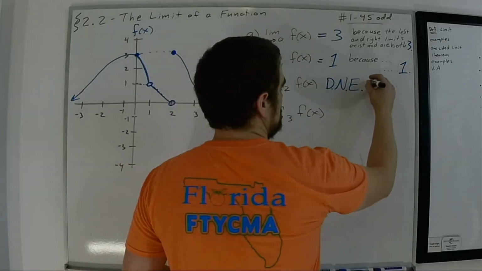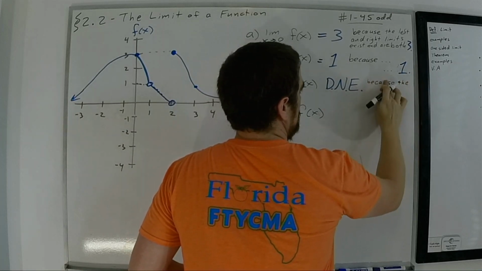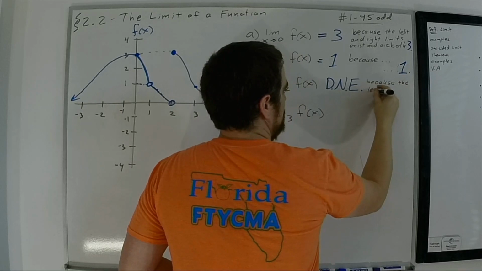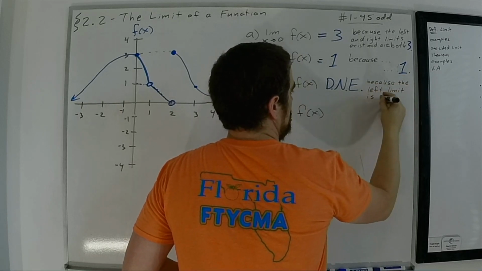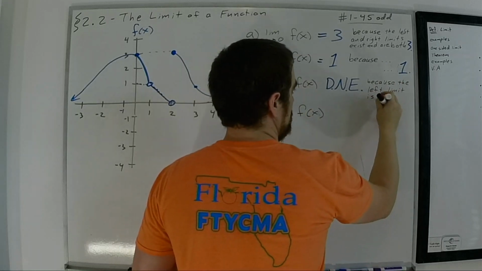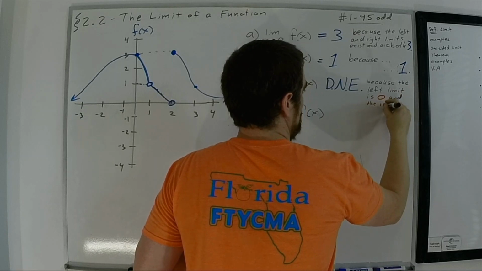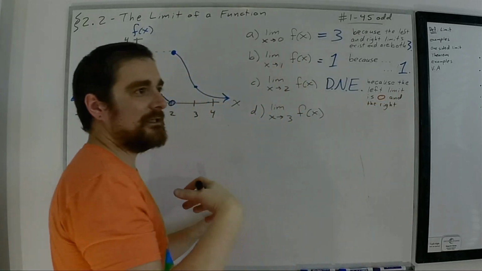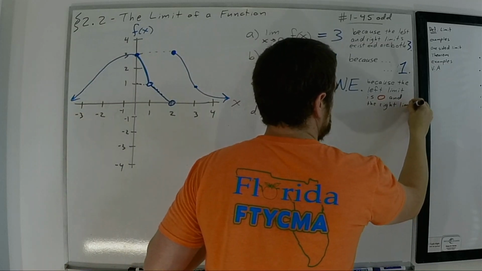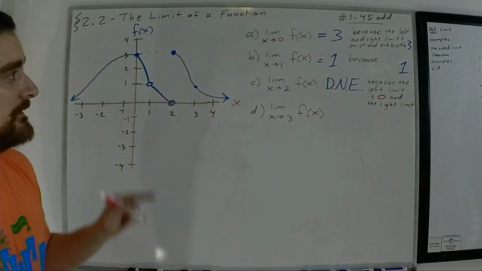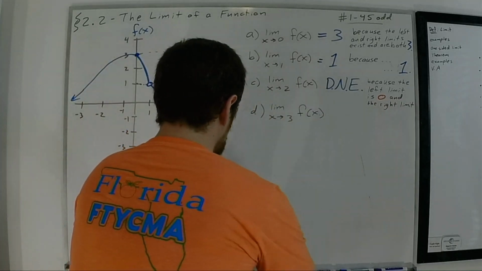This does not exist because the left limit is 0, and the right limit, or a lot of people like to say left-hand limit or right-hand limit. I'm just squeezing it in here because I don't really have the space. The left limit is 0 and the right limit is 3.